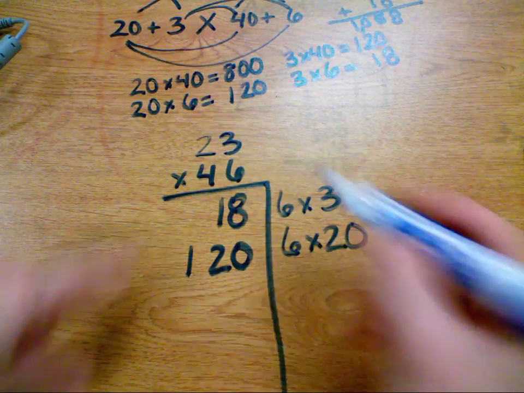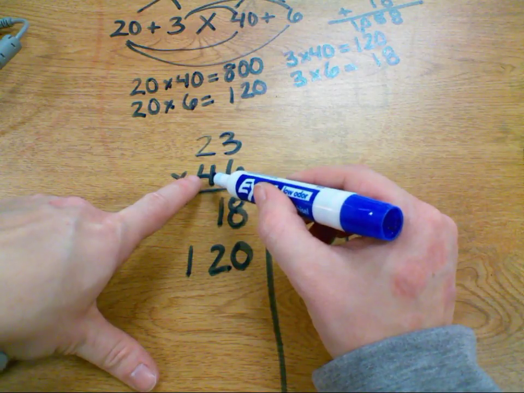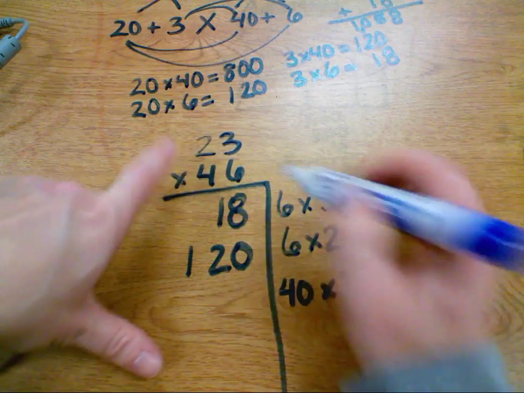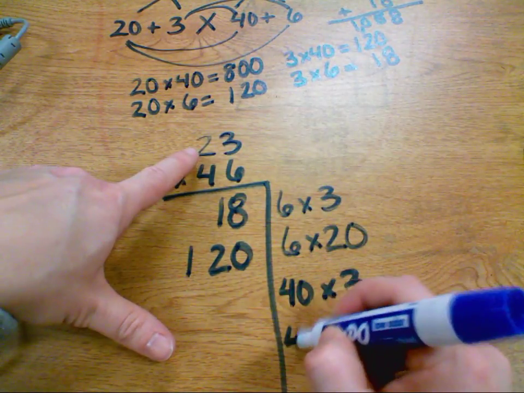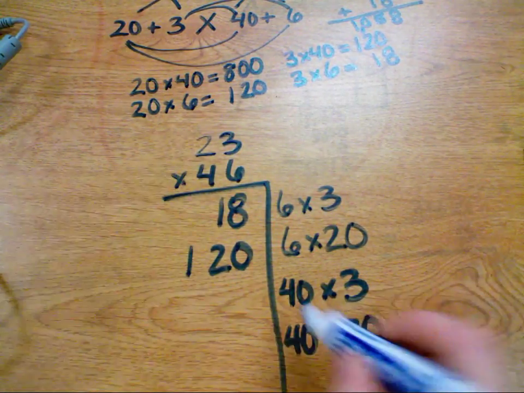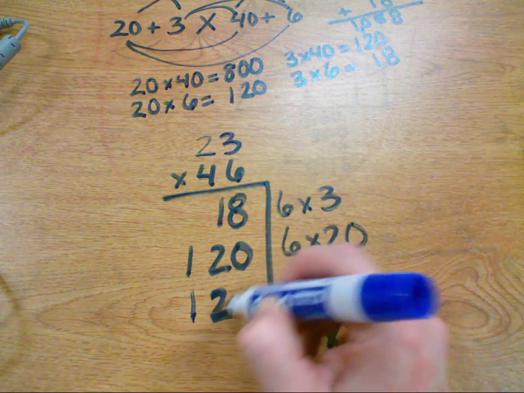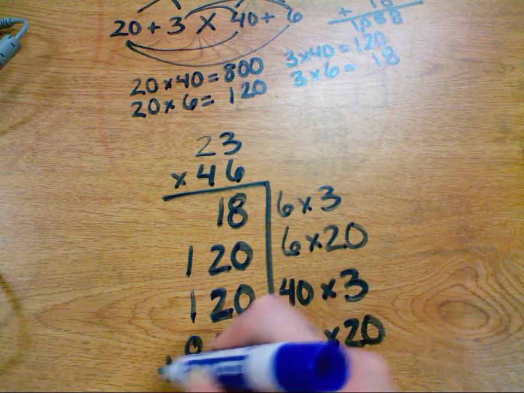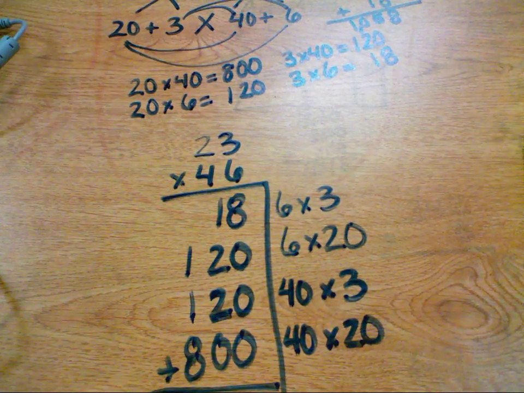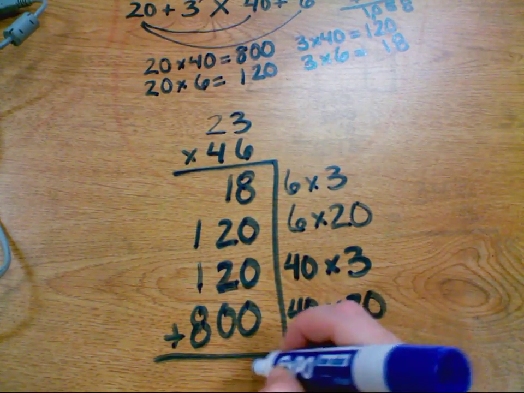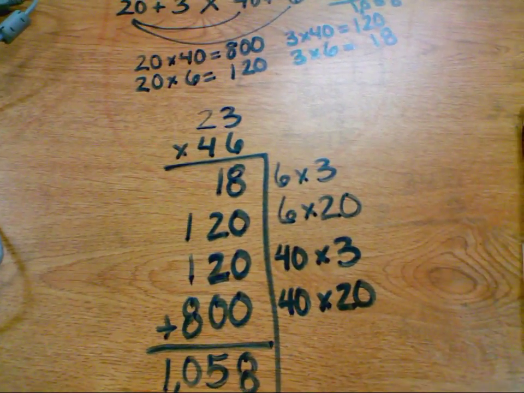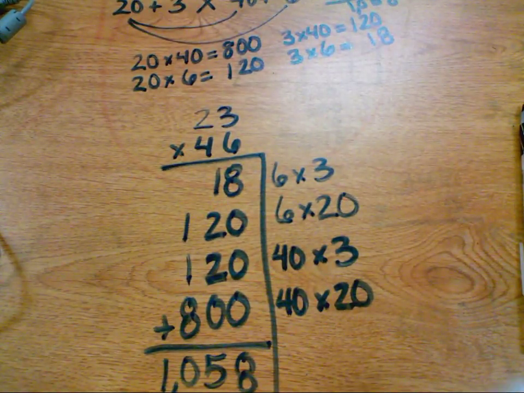And now we're going to move to the 40. We're going to do 40 times 3 and 40 times 20. 40 times 3 is 120, and 40 times 20 was 800. And we add up all of those partial products. It will equal out to be 1,058. So there's 3 strategies, ladies and gentlemen, that we did learn together with 2-digit times 2-digit.